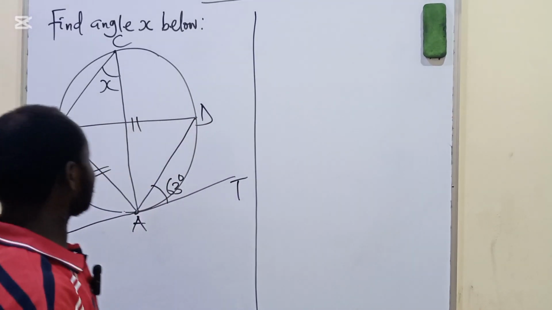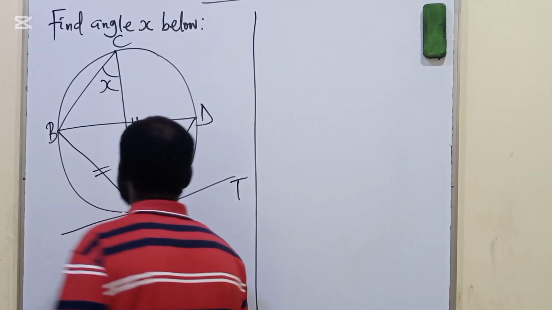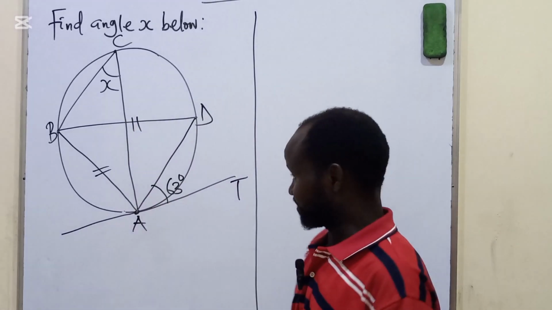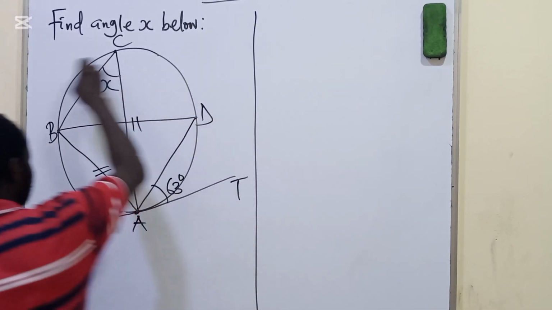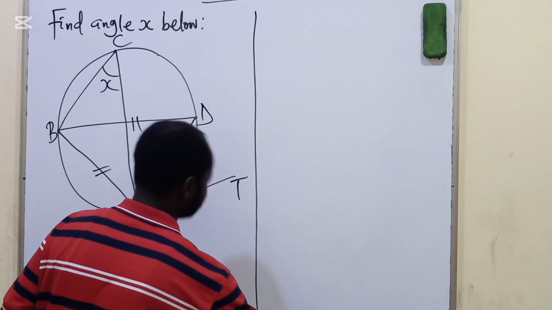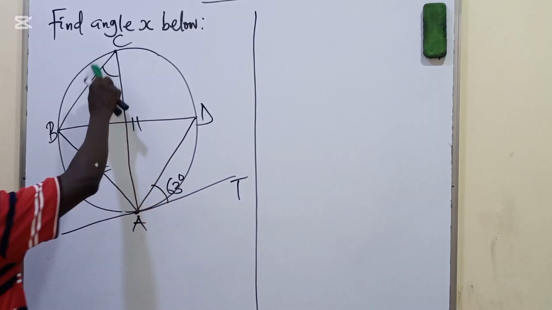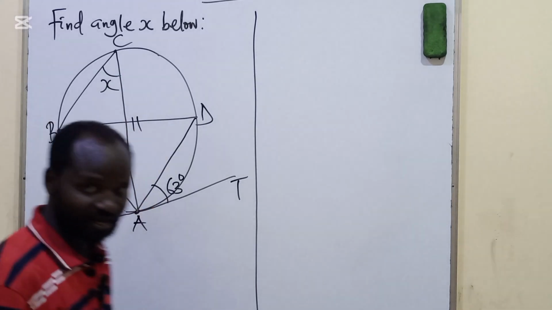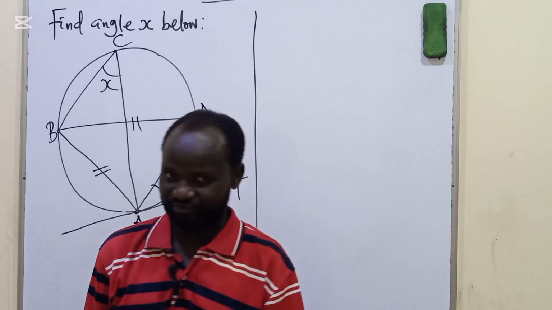Let's consider this question before us. We are asked to find angle x below. We have a diagram here, and this diagram is a circle with a tangent at A. We are asked to find this angle x. Of course, this is under circle geometry.